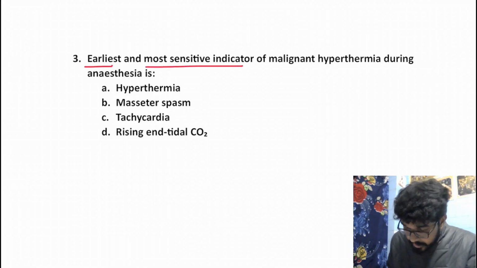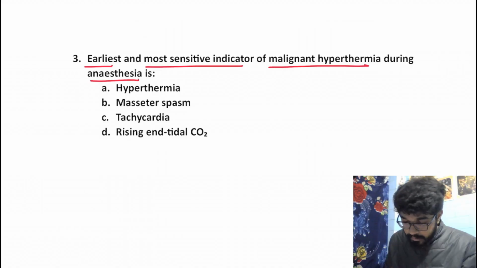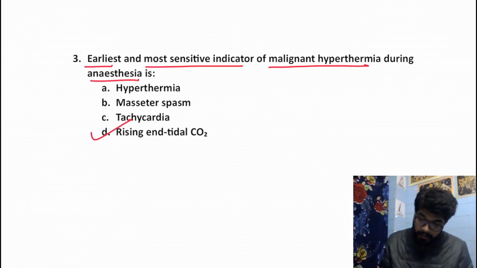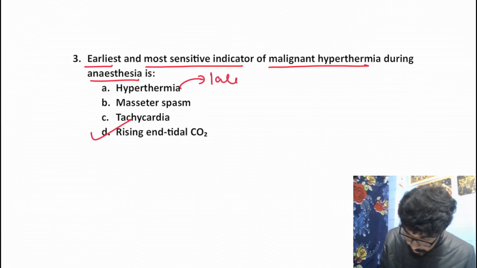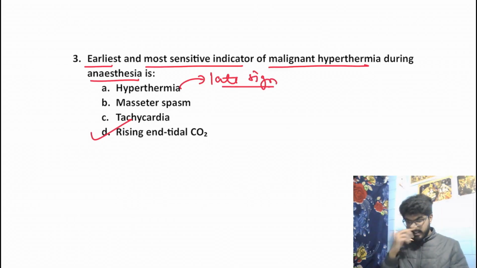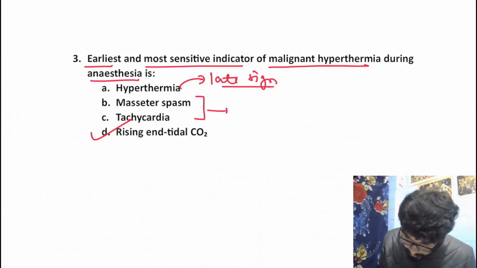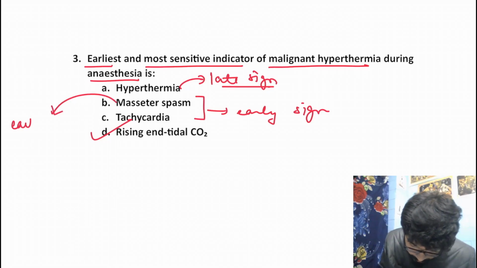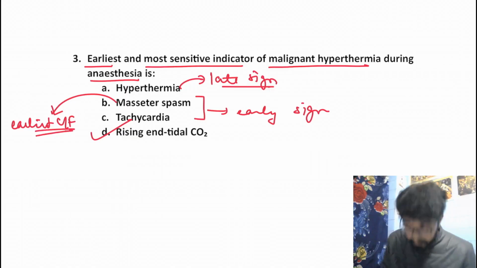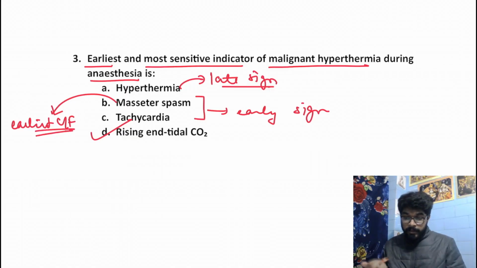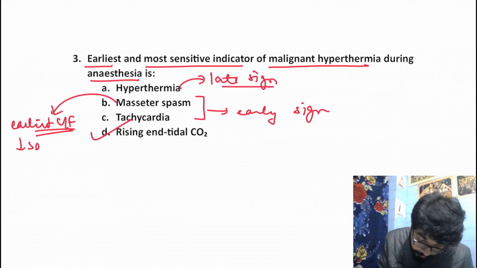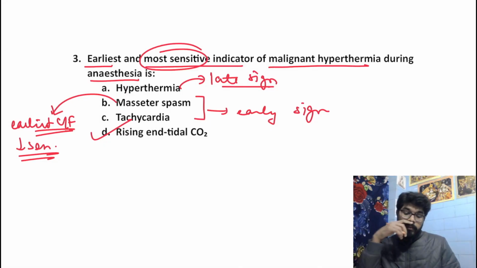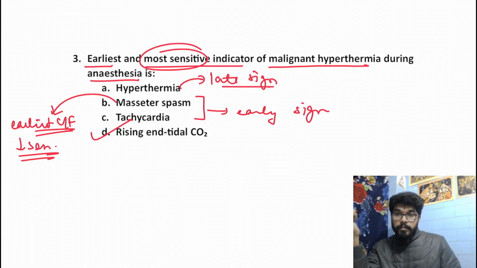The earliest and the most sensitive indicator of malignant hyperthermia during anesthesia is, without doubt, rising end-tidal CO2. Remember that hyperthermia is a late sign, whereas masseter spasm and tachycardia, both of them are early signs. And masseter spasm is the earliest clinical feature to be observed in a patient of malignant hyperthermia. But the thing is that its sensitivity is very low, right? The question also asks us about the most sensitive indicator. The sensitivity of masseter spasm is very low.